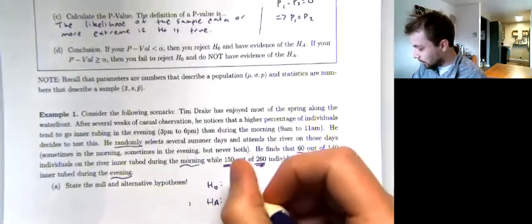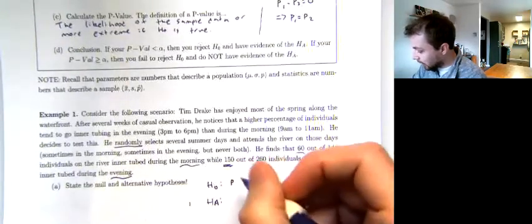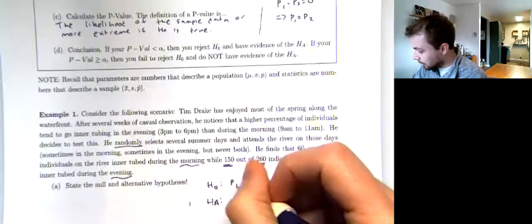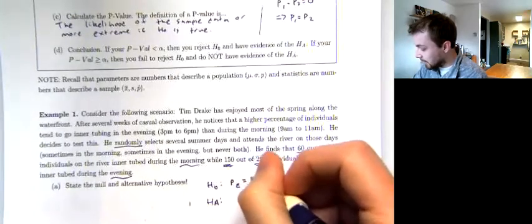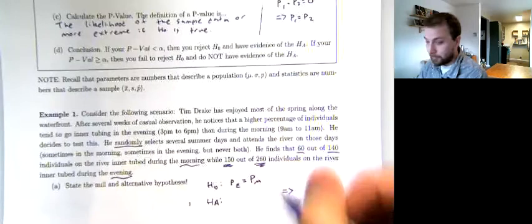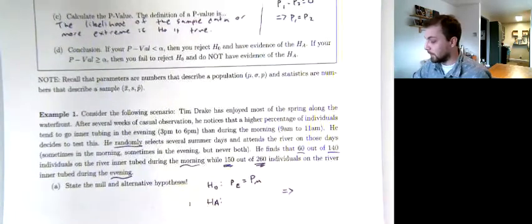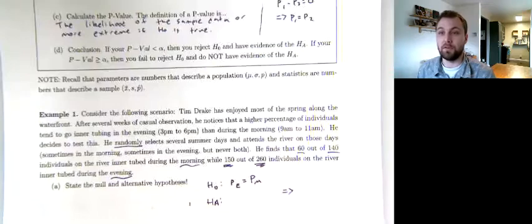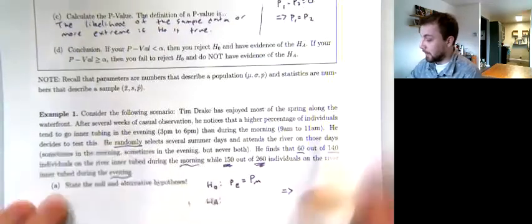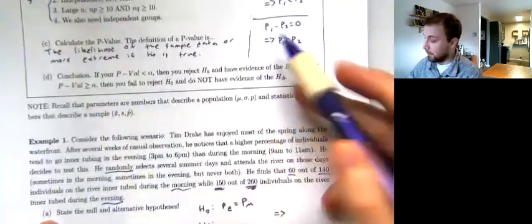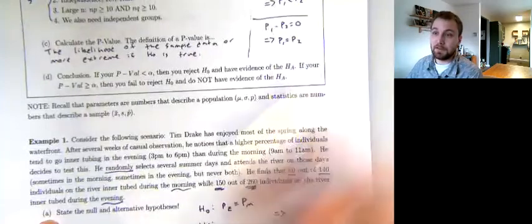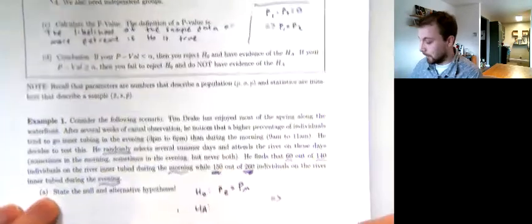So first way I'm going to write this is the probability of the evening group is the same as the probability of the morning group. Here's what I mean by this. For the null hypothesis, I'm always going to have an equal sign, and it represents there being no difference between the two groups. In other words, it's back at this kind of setup here. I'm assuming my first group is equal to my second group.